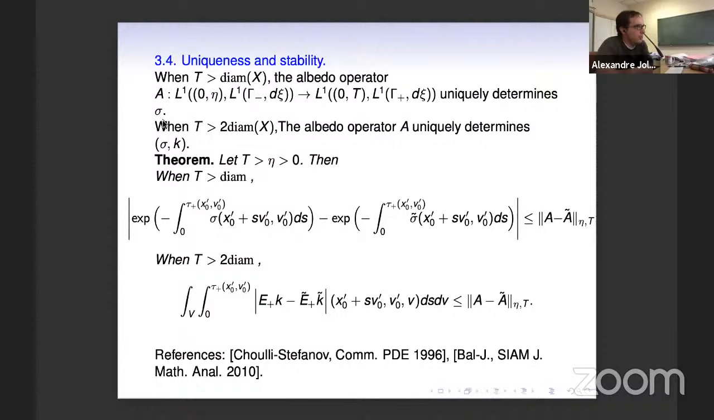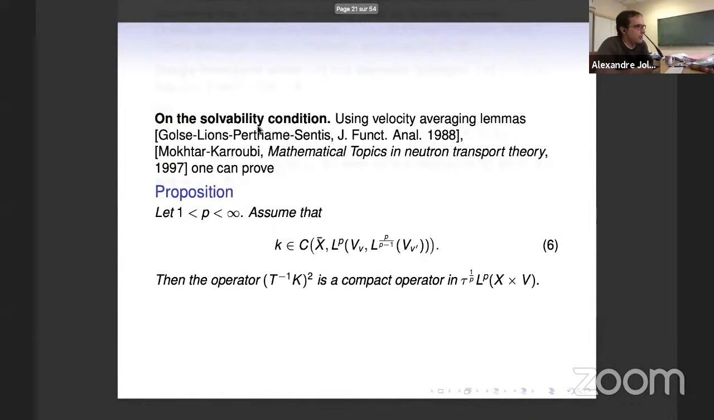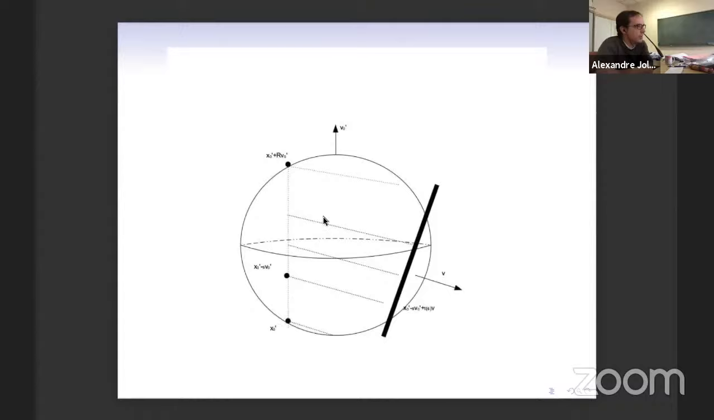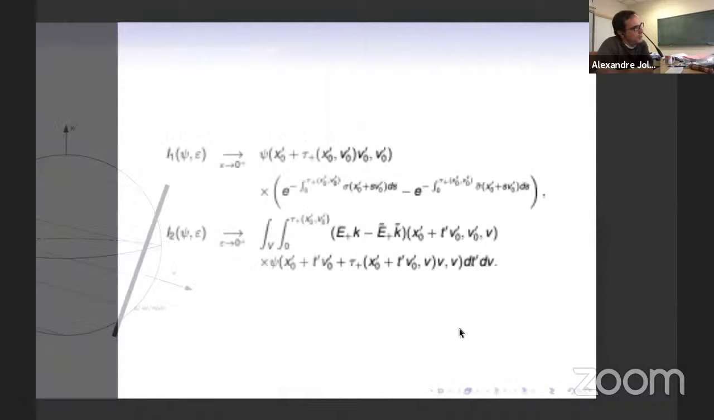And for single scattering photons, for example, if you want to recover ballistic photons that are exiting x0 prime in the direction minus v0 prime, if you want to collect all of them, then you will need to consider all photons that are reflected along this line and go back in this direction. And this is the maximum length you can have. And that's why you have this statement.